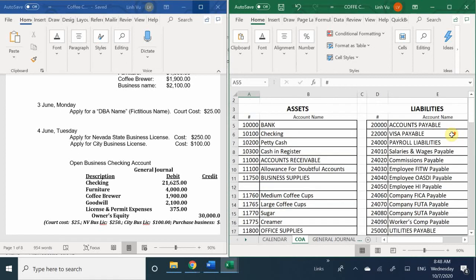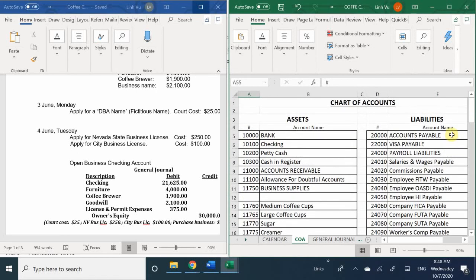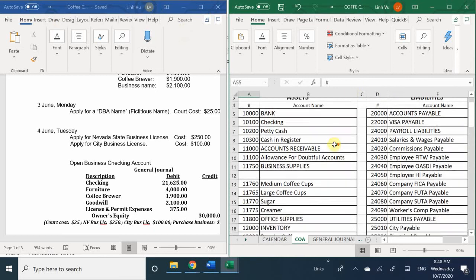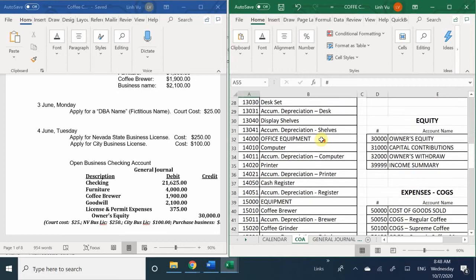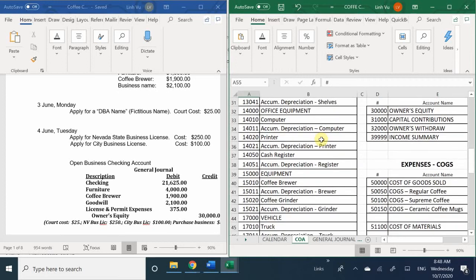Now, let's go for the very first one, which is checking. Do I have a checking account? Yes, you just opened one. But I mean in my chart of accounts, do I actually have an account called checking? Yes, 10100. Good. Now the next one is furniture. Do we have a furniture account? Yes, we do. 13000. Okay. And then, do we have a coffee brewer?